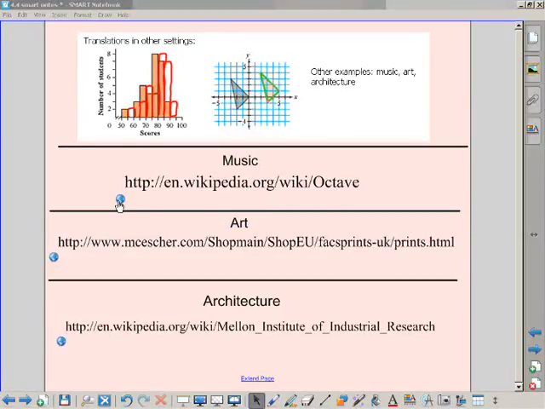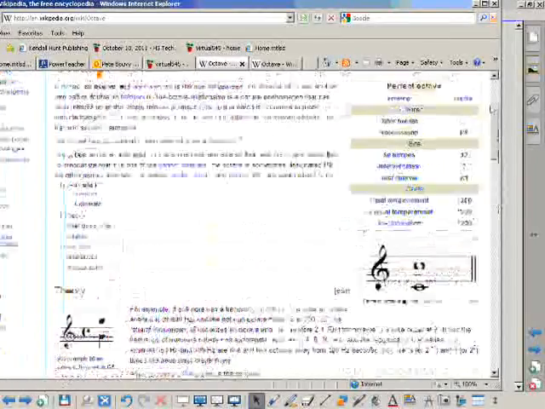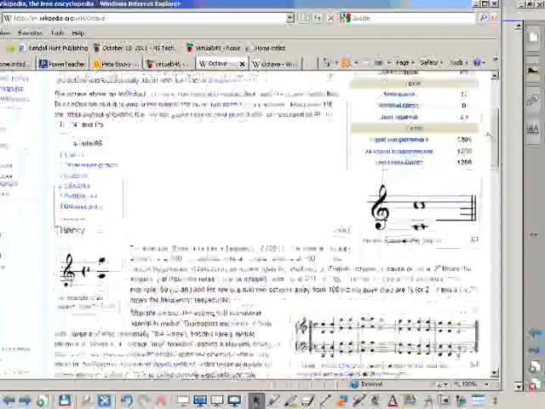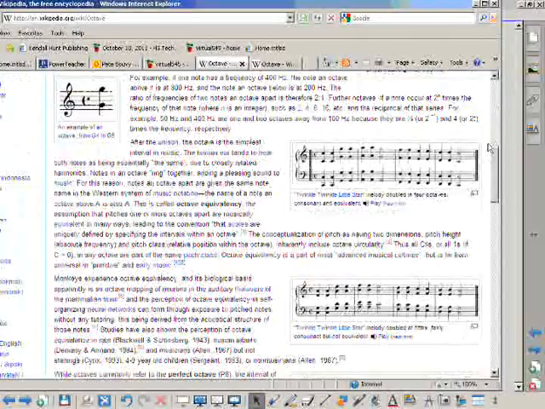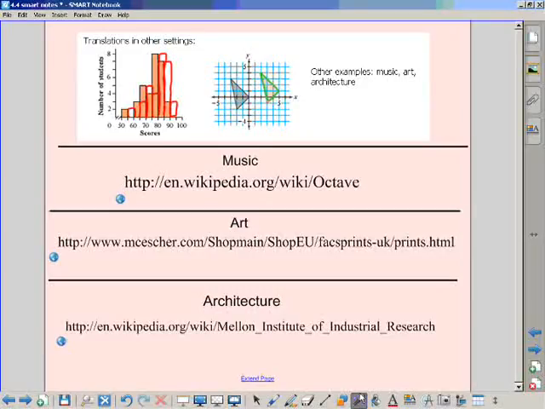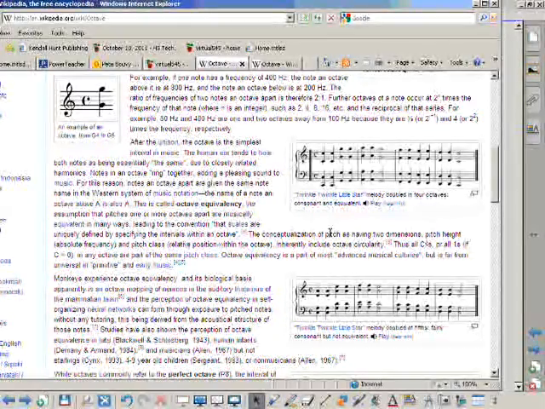In music, we can see an example of a translation. I thought of this example, the concept of an octave. If you are familiar with music, they might say, let's take that up an octave or down an octave. Here we have the music to Twinkle Twinkle Little Star, and you can see that every single note has been translated either up or down an octave. So that would be a translation of all those notes up or down.